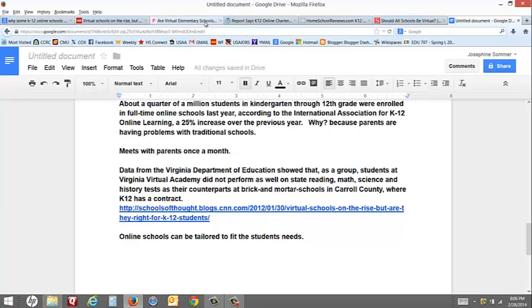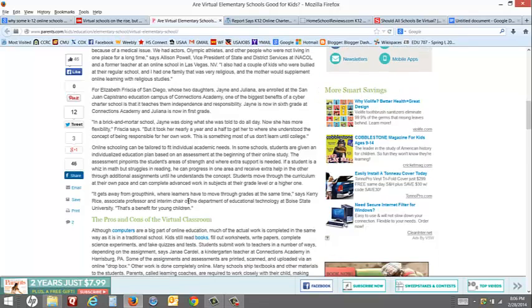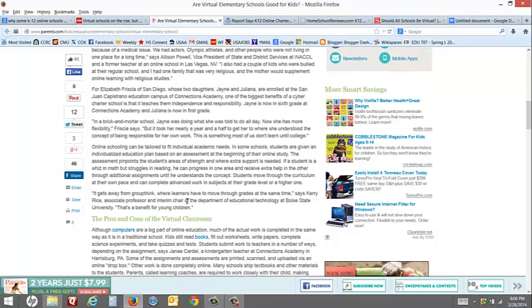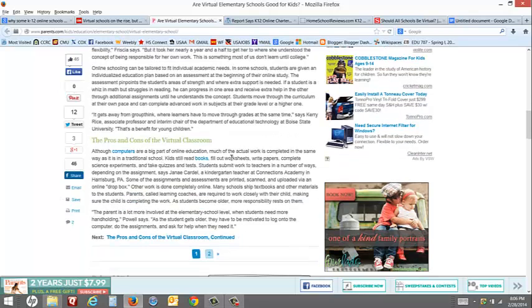And let me see what else. Gets away from groupthink where learners have to go through at the same time. Pros and cons. Although computers are a big part of it, much of the actual work is completed the same way traditional schools do it. Students still read books, fill out worksheets, write papers, complete science experiments, and take quizzes.